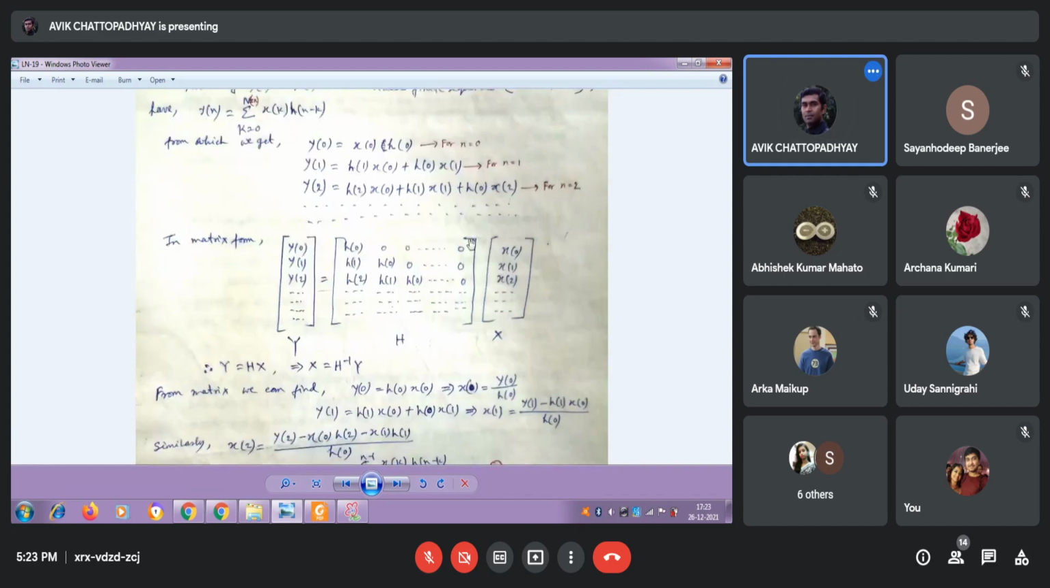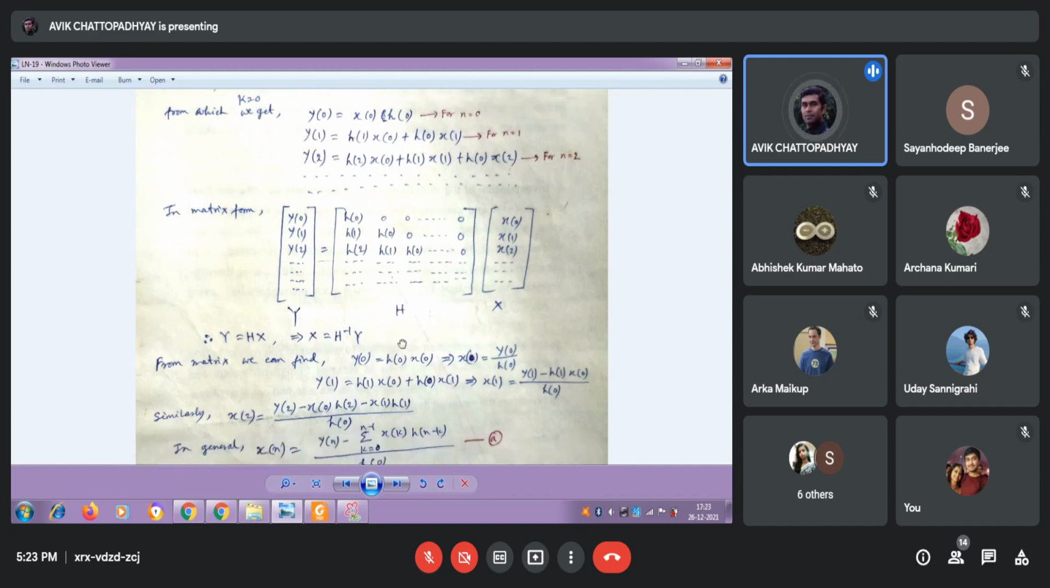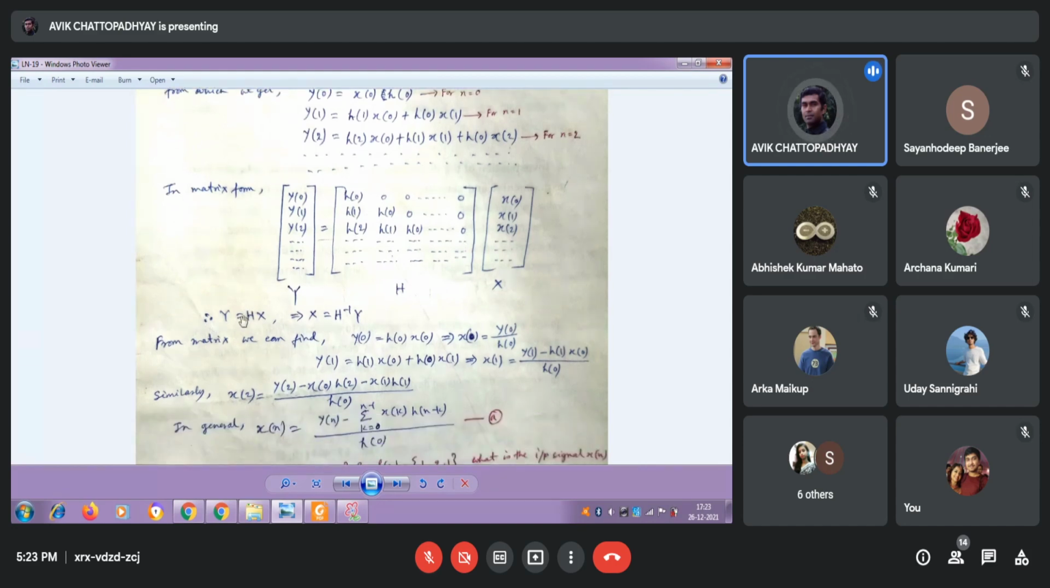And here, this is again another column matrix. This corresponds to the inputs x, and the terms in this matrix are basically coming from the values of the impulse response at different values of n. So here it is h of 0 and the rest of the terms are 0. Here it is h of 1 and h of 0 and the rest of the terms are 0, and so on and so forth. So in terms of the matrix, I can write y equals h of x.